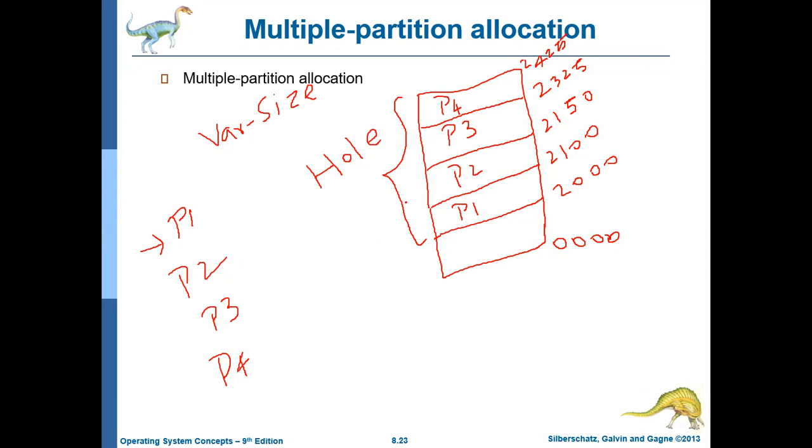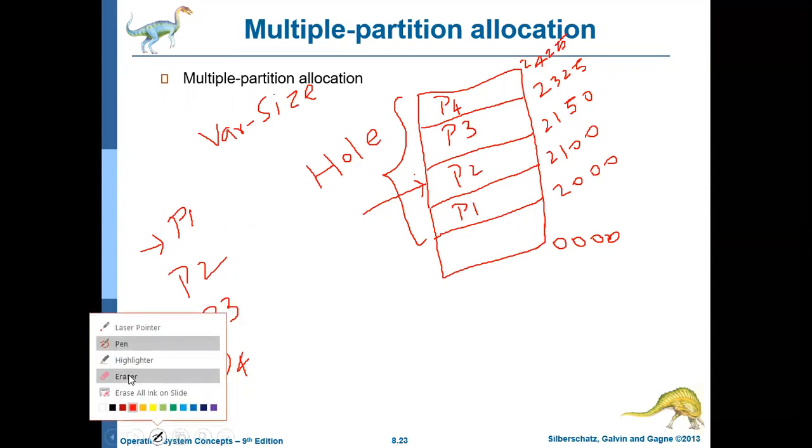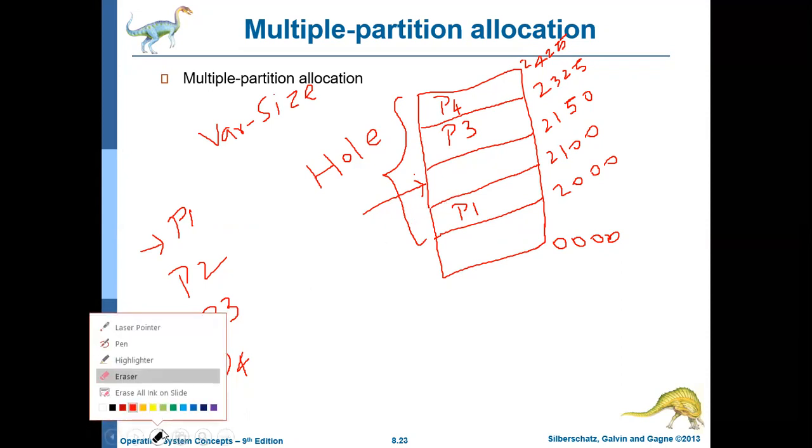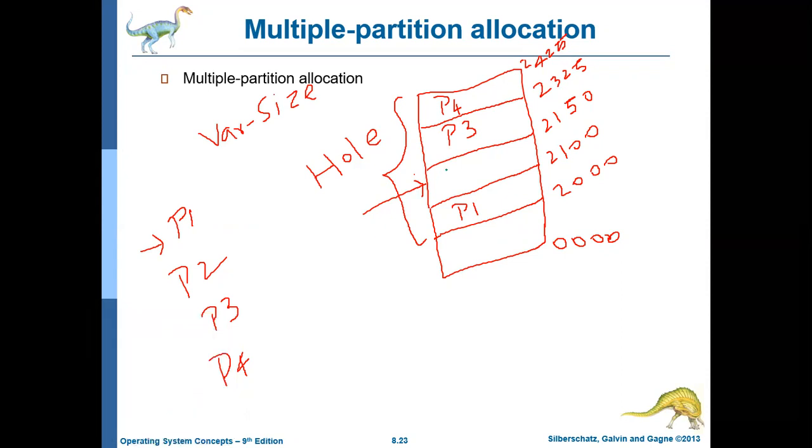Now assume that after some time P2 completed. P2 has finished the execution, but P2 is using only how much memory? 50 MB. So here what will happen is this 50 MB memory will be freed. So here a hole will be created. So there is a hole and the size of the hole is 50 MB.